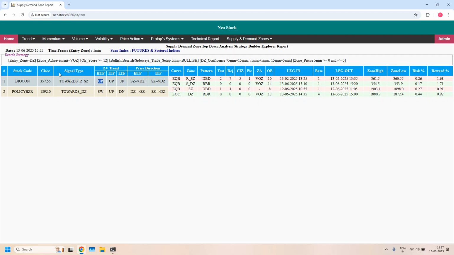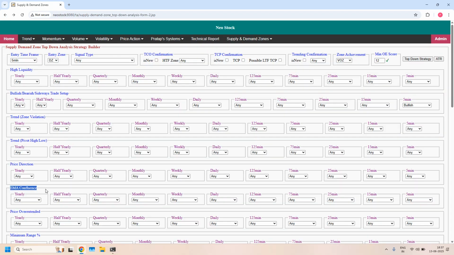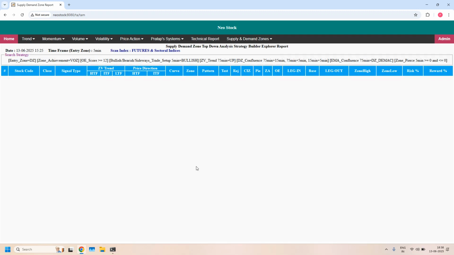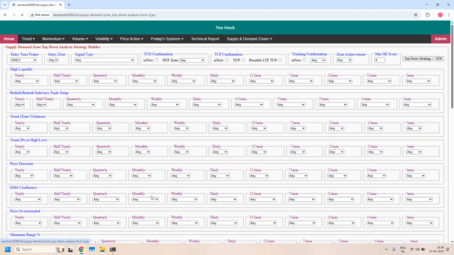So let's verify if any 75 minutes demand zone having daily EMA confluence. At the same time, trend on the 75 minutes should not be sideways. It should be uptrend because it is bullish trade setup. So none of them are having EMA confluence. That means we did not find any high probability trade setup supported zones for hourly income trade. Next, we will look into bearish trade setup for hourly income trade.